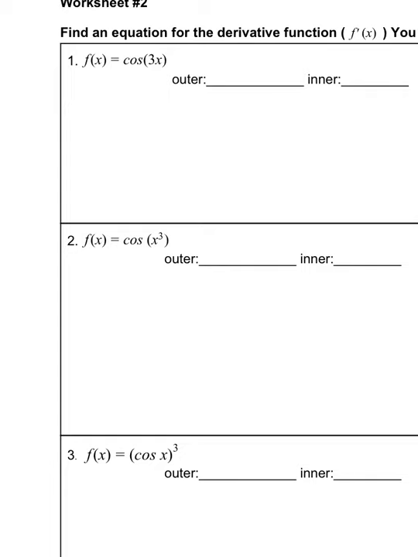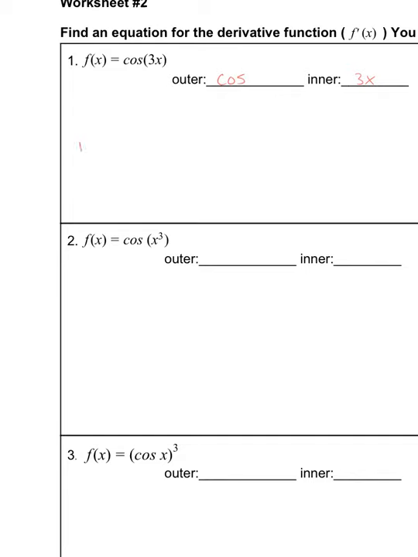Hey calculus, let's practice the chain rule. Number 1, we are taking the cosine of 3x. So we are cosigning 3x, which means our outer function is cosine and our inner function is 3x.